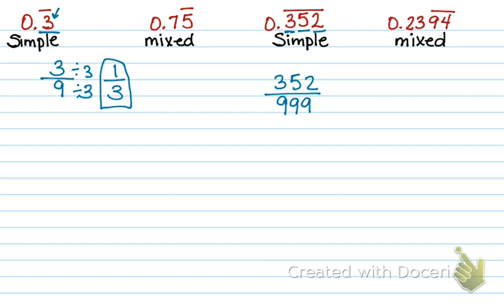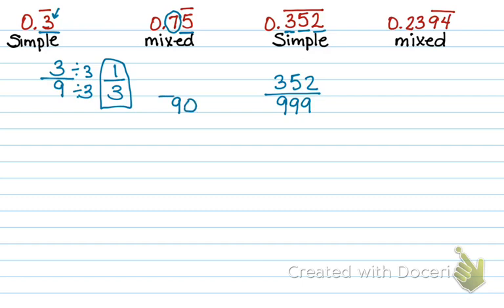And I can't simplify any further. So now let's go to the mixed one, example 2. I'm going to put 9 in the denominator for how many I have recurring. Well, I only have 1, so I'm going to put 9 here. But I have more numbers that aren't recurring. So for every number that I have that is not recurring, I add a 0.